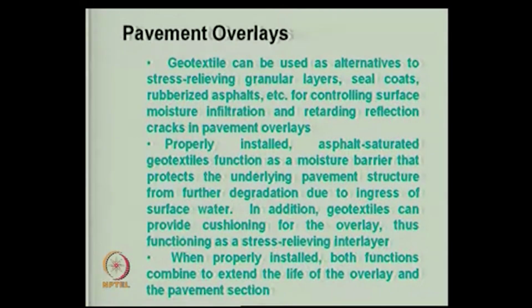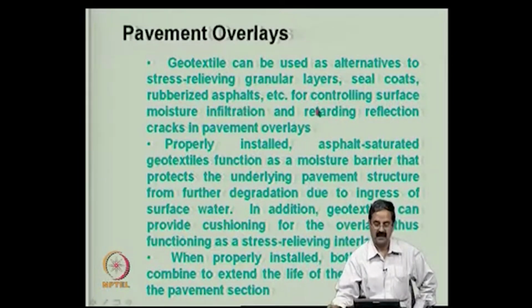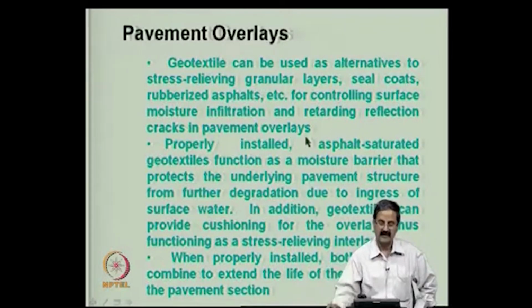The other important point is that you have to repair the roads, right. That is called overlaying of a pavement. Okay. So, geotextiles can be used as alternatives to stress relieving granular layers. Why do you put granular layers? It is because they take stress, because of the load dispersion capacity. In some cases people put seal coats, rubberized asphalts, all these materials for controlling surface moisture infiltration and retarding reflection cracks in pavement overlays. Okay. So, instead of that, one can use a geotextile.